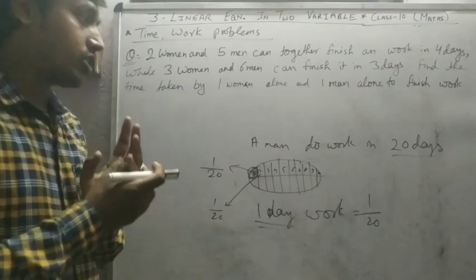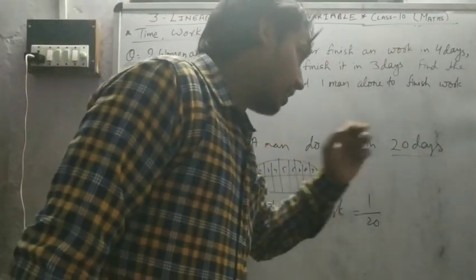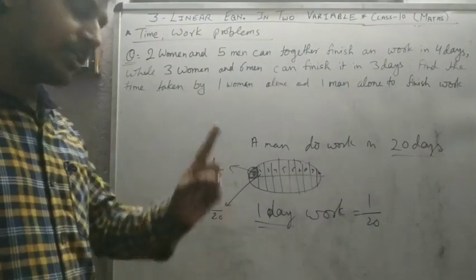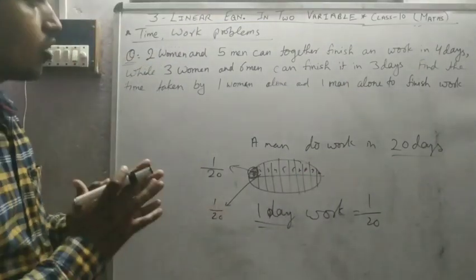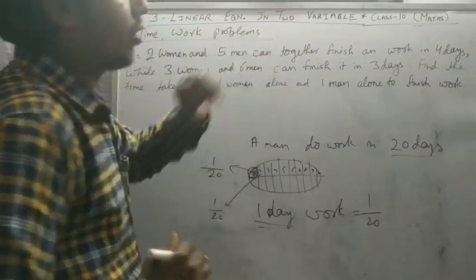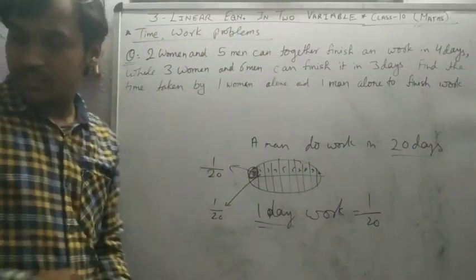That means for the total days, if you want to find only 1 day work, we just take the reciprocal. The same concept is used to solve the time and work problem. How do we solve it? Let's see.